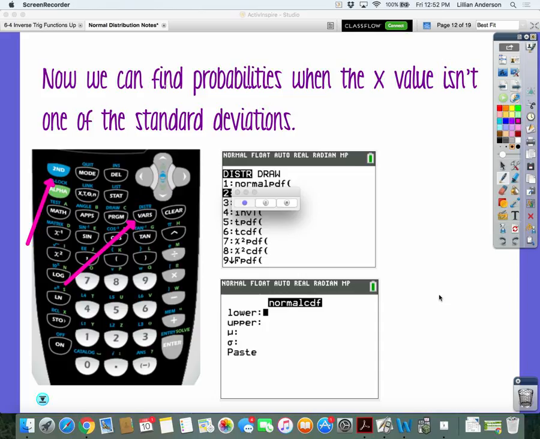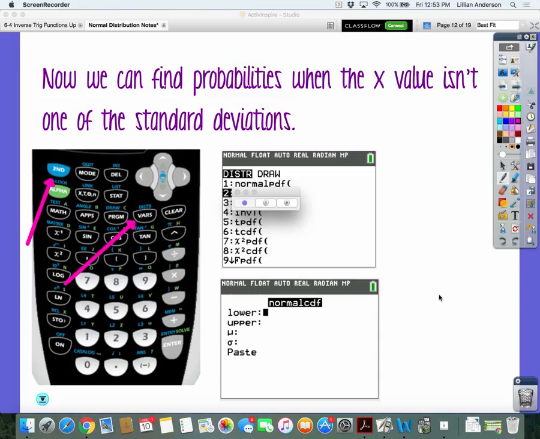Now, I say this to let you guys know that if they ask you to find the probability of something and one of your numbers is one of your standard deviations, then that's when you use the 68, the 95, and the 99 percentages. Okay? Do not use your calculator for those types, okay? Because they're going to expect you to know the breakdown of the normal distribution curve.